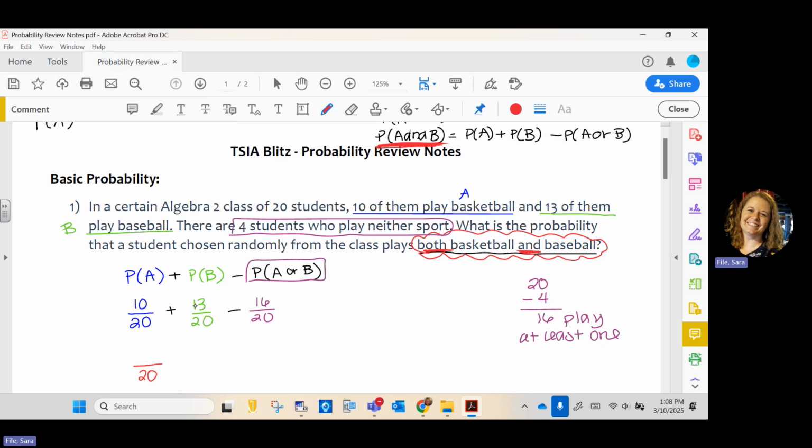10 plus 13 is 23. 23 minus 16 is 7, right? So there's a 7 in 20 probability that the student plays baseball or basketball and baseball.